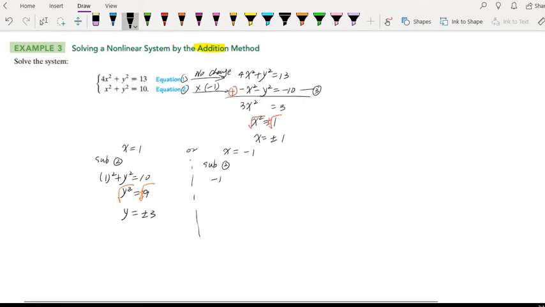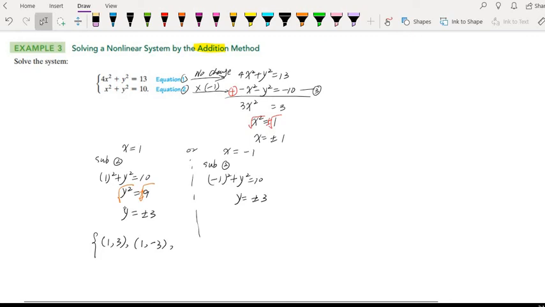So we'll do the same thing. That will be negative 1 squared plus y squared equals 10. Again, we get exactly the same thing, y equals positive negative 3. Okay guys, now is the time we're going to write the solution. So our solution set, we know when x equals 1, we're going to have 2 cases, right? x equals 1, we're going to have a positive 3. We also have x equals 1, we also get negative 3. That's the 2 solutions here.